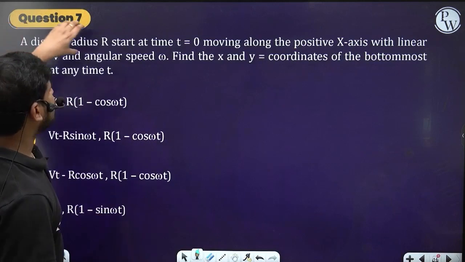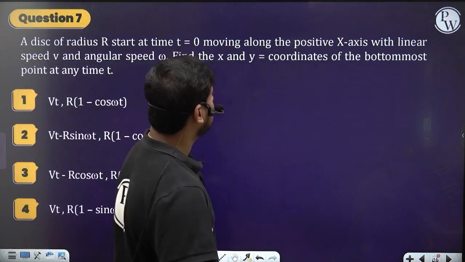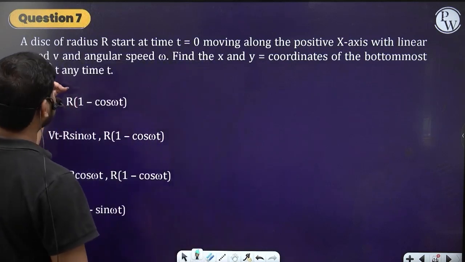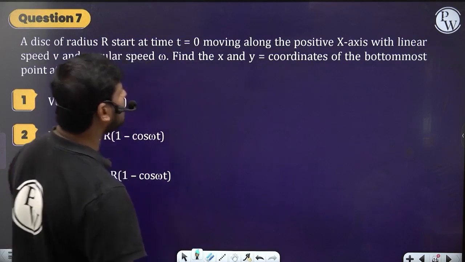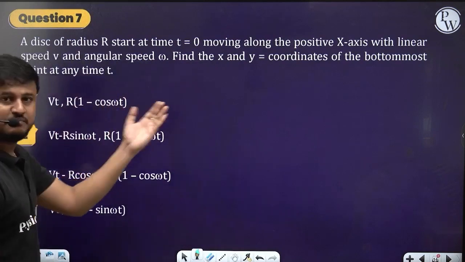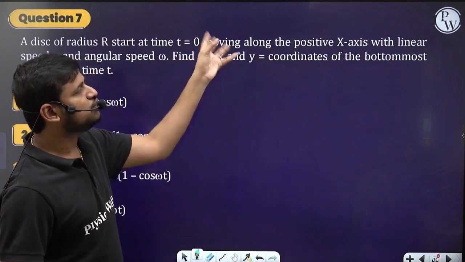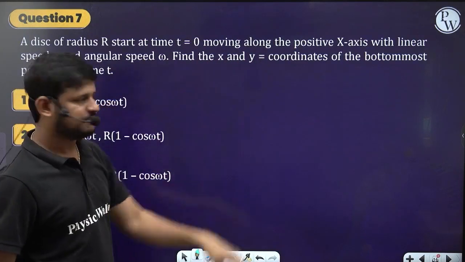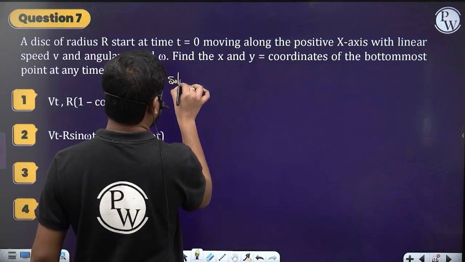A disk of radius r starts at time t equals 0, moving along the positive x-axis with linear speed v and angular speed omega. Find the x and y coordinates of the bottommost point at any time t. The previous one we calculated with some values. This question I am going to do with variables. So what does the question say? Same question, at time t equals 0.